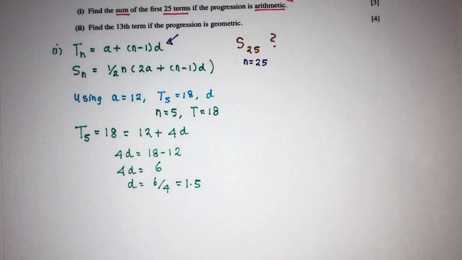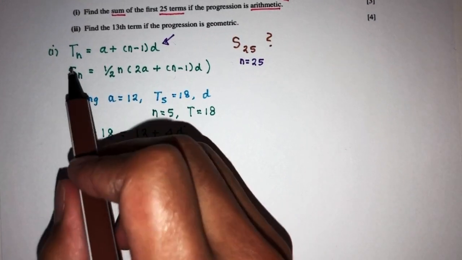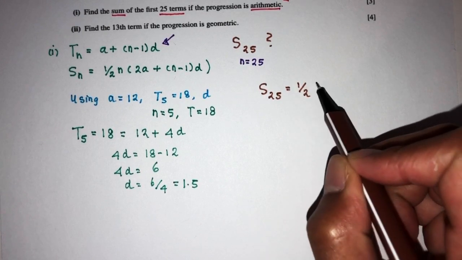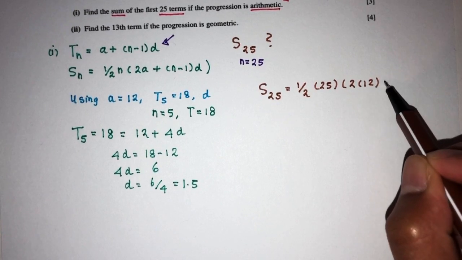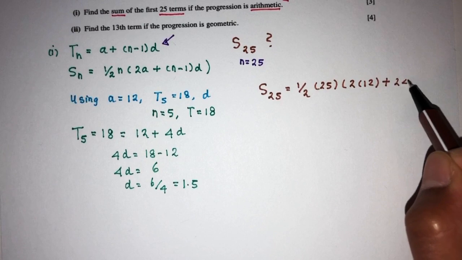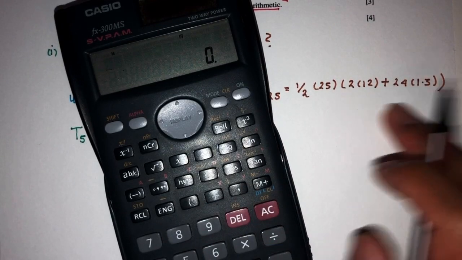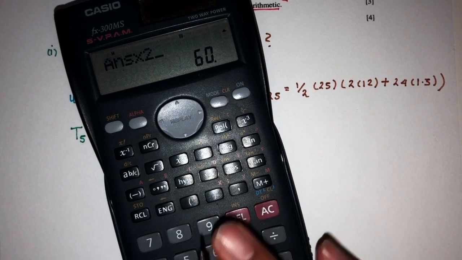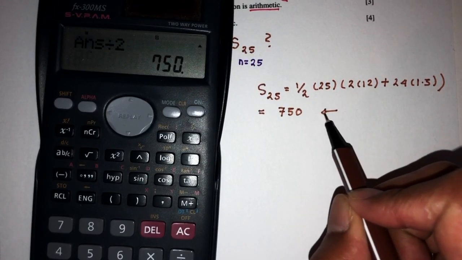Now once you have this value, you can proceed to find the sum of the first 25 terms. So let's replace back in this equation. The sum of the first 25 terms will be half times n, which is 25, times 2 times a, given to you as 12, plus n minus 1, which is 24, times d, which is 1.5. That's it. We just have to enter this in the calculator: inside first, 2 times 12 plus 24 times 1.5, times 25 divided by 2. That will be 750, which is your answer for part 1 of the question.